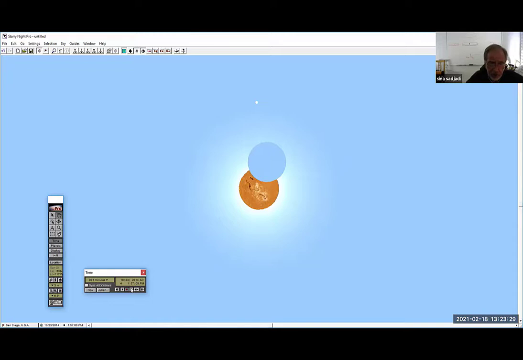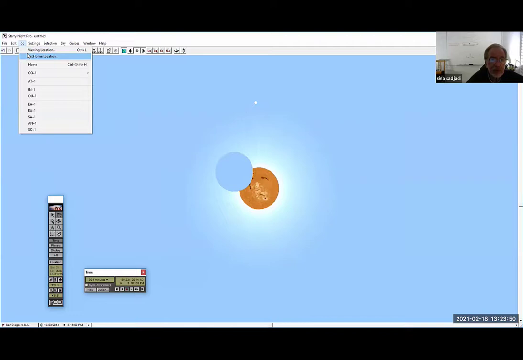This is called a partial solar eclipse. It doesn't cover it completely. All right, like that. Not very exciting. You don't even notice it unless you know there's going to be a partial eclipse. But when there is a total eclipse, it doesn't happen all over the world. So let me show you.